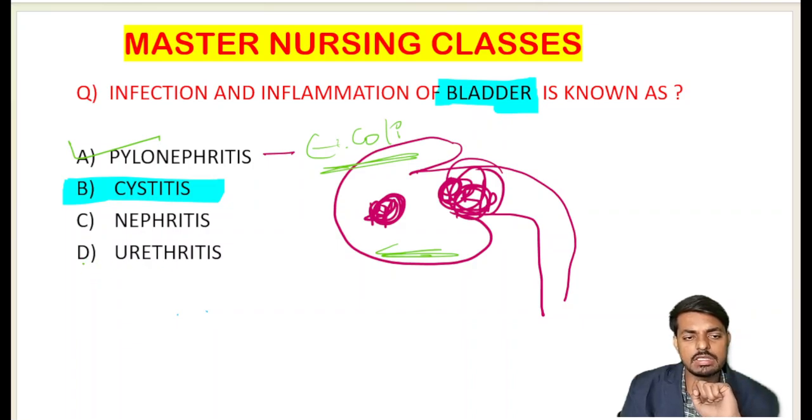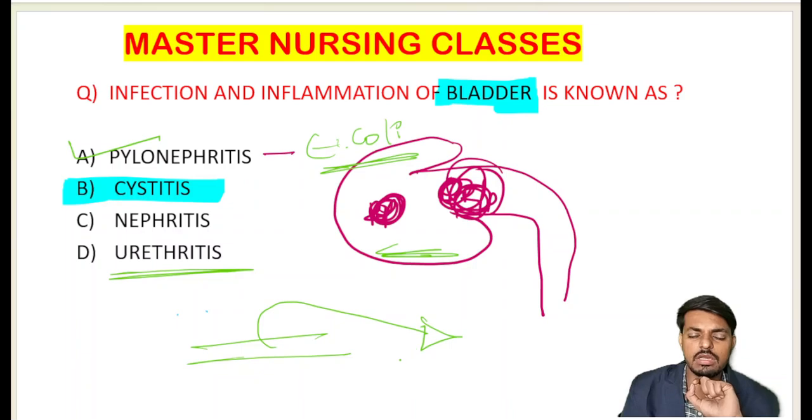And option D is urethritis, where there is an infection and inflammation of the urethra. In the male there is a release of foul-smelling mucopurulent discharge from the penile urethra. We call that the infection and inflammation of the urethra. So that is urethritis. Hope the concept is very clear for this question.